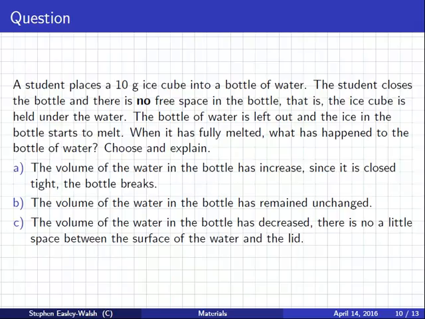A, the volume increases and the bottle breaks. B, the volume of the water in the bottle has remained unchanged, so nothing happens. Or C, the volume of the water has decreased and now if you open the lid there's a little space at the top. So basically, does the volume get bigger, stay the same, or smaller are my three choices. So what do you think? You're going with smaller? Any other opinions?